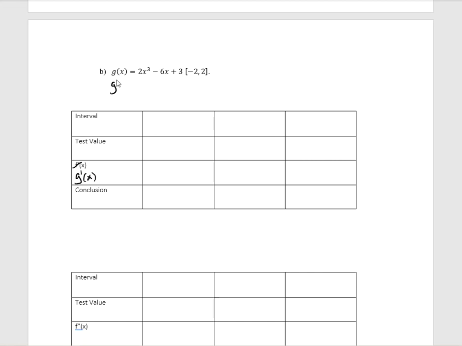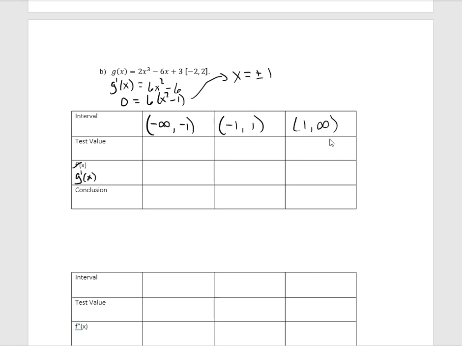Let's take the first derivative. That's 6x squared minus 6. If we want to set this equal to 0, we'll factor out a 6. And we know that this leads to x values of plus or minus 1, right? When does x squared minus 1 equal 0? That's when x is plus or minus 1. So we'll have from negative infinity to negative 1, between the 1's, and the other side of 1.